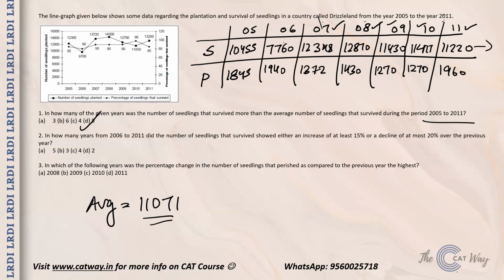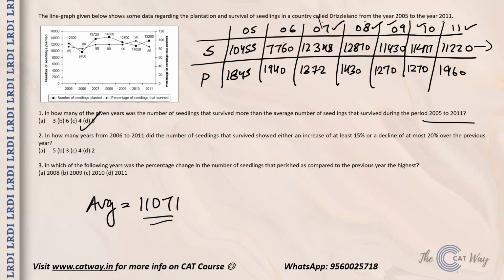Now moving to the second: in how many years from 2006 to 11 did the number of seedlings that survived show either an increase of at least 15% or a decline of at most 20% over the previous year. Take care, guys. Between years you have to find either an increase of at least 15%, that is a minimum increase of 15%, or if there is a decline, it should be at max 20%.